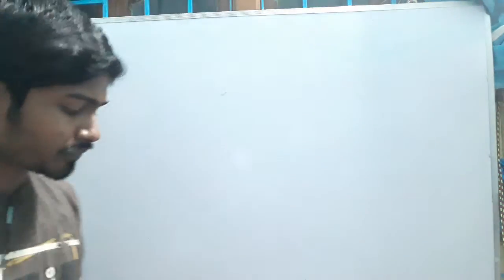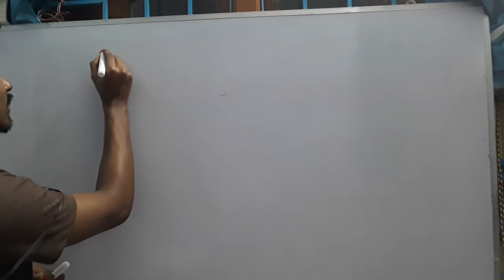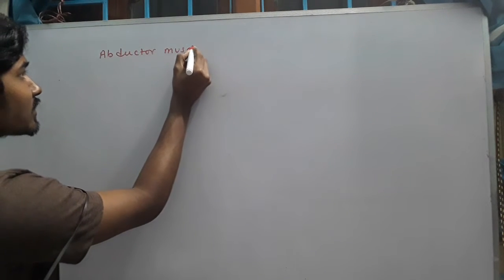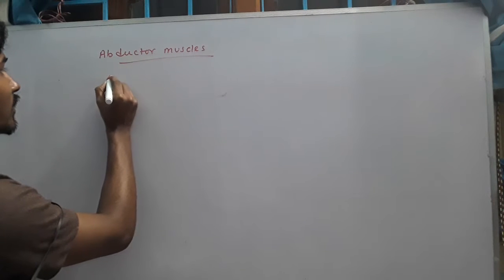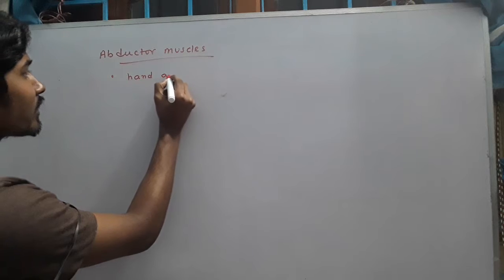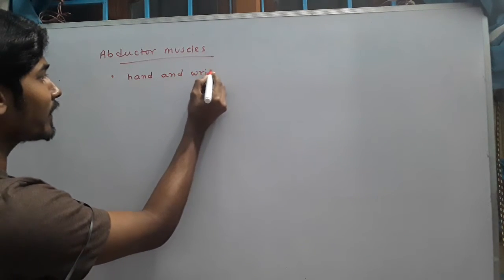Abductor muscles are those muscles which help the body parts to move away from the sagittal line of the body, okay? And now I will give you some important tricks which will help you to memorize the abductor muscles very easily. So first of all, let us discuss the abductor muscles of the hand and wrist, okay?